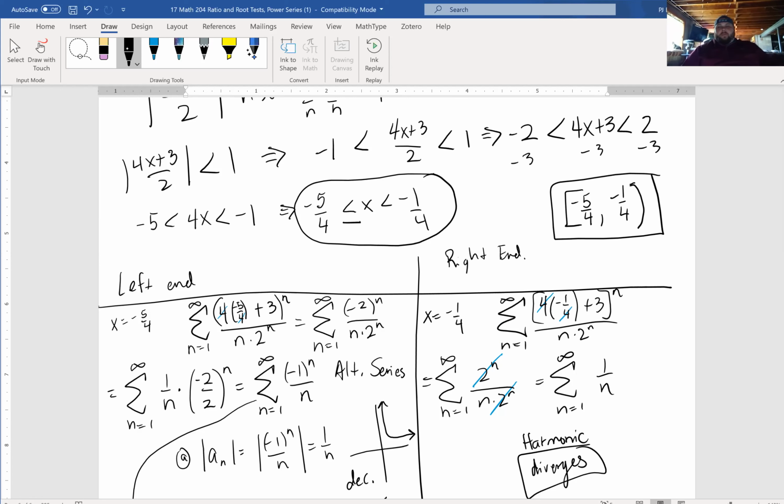Okay. So that is the interval of convergence. And all that means is if the value of x is anywhere between -5/4, including -5/4, up to -1/4, then that series will converge.